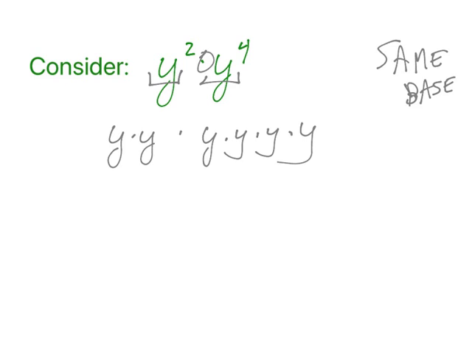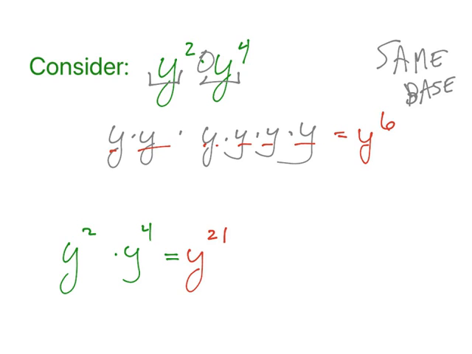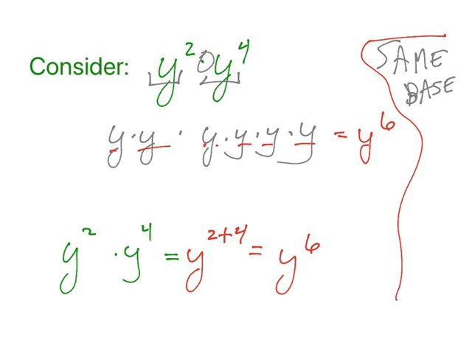Well, we're multiplying all of these together, so how many y's do I now have? Well, I have y to the sixth. So think about what we started with. Y squared times y to the fourth, that's the same as y to the 2 plus 4, which is 6. So if we have the same base, we can simply add the exponents. But it's important that we have the same base, right? The exponents have to share the same base.